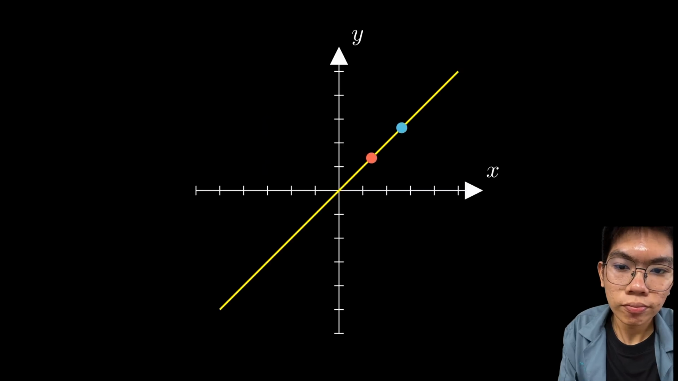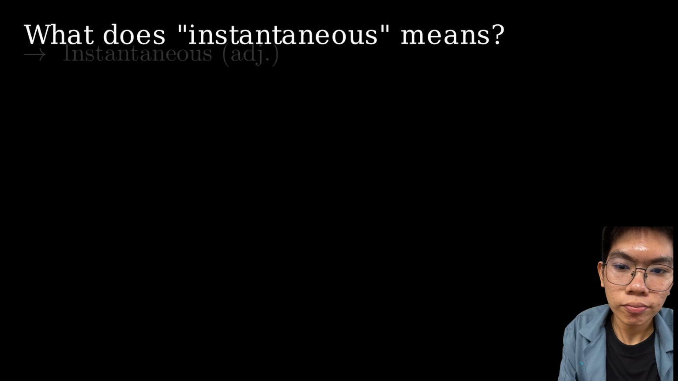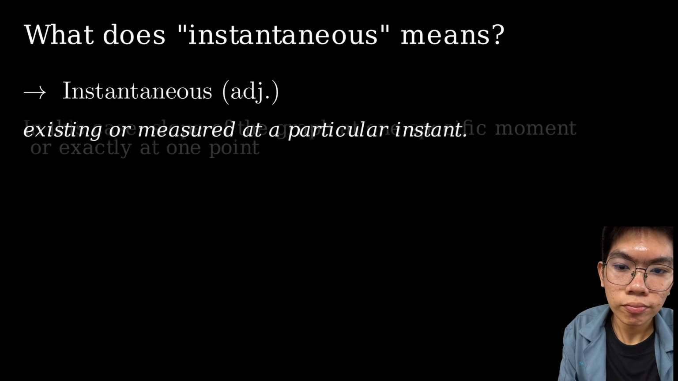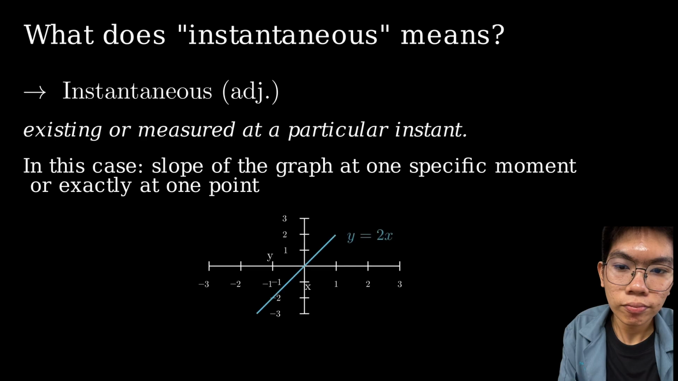In calculus, the derivative is the instantaneous rate of change of a function. But what does instantaneous mean here? Instantaneous rate of change refers to the slope of the graph at one specific moment, or exactly 1 point. From the linear graph we looked at earlier, the derivative, or the instantaneous rate, is equal to the slope.